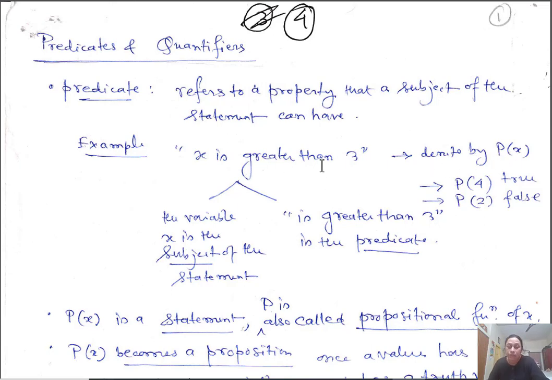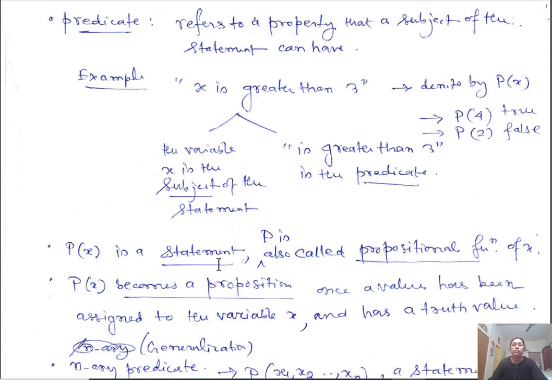When you assign particular values of x, this statement becomes a proposition. So if you denote this by P(x), this is a propositional function, a function of x. Take a particular value of x, say x equal to 4. 4 is greater than 3, this is true. 2 is greater than 3, this is false. P(2) is false, P(4) is true.